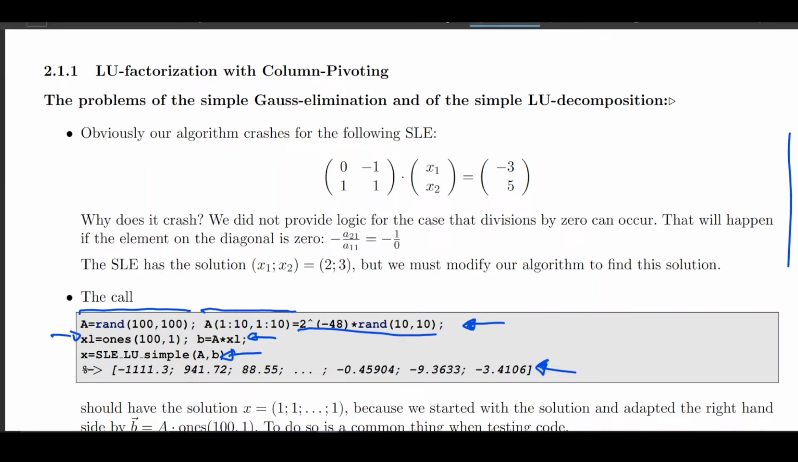So the first entry for our x vector is, in my case, minus 1111 instead of 1. The second entry was 941 instead of a 1. The third entry was 88 instead of a 1. This entry was not that bad, it was only 1.5 away from the correct value, but that means that all these entries are complete nonsense.